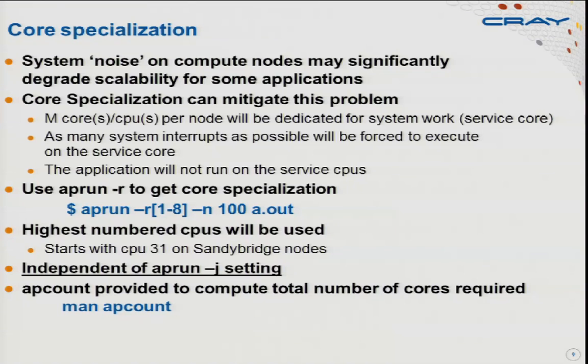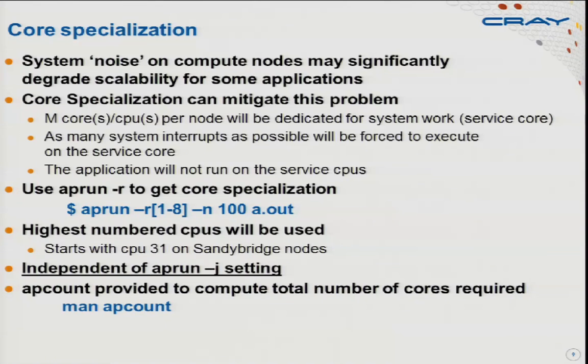Why is that? Let me continue a little bit more. It starts at the highest numbered CPUs and works backwards. The way the CPUs are numbered on Sandy Bridge is they're numbered 0 through 15, having 1 thread per physical core across the node.